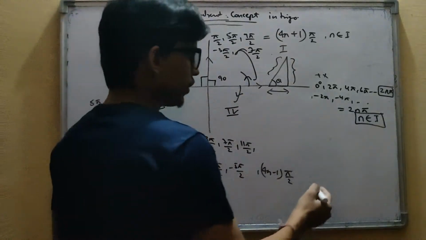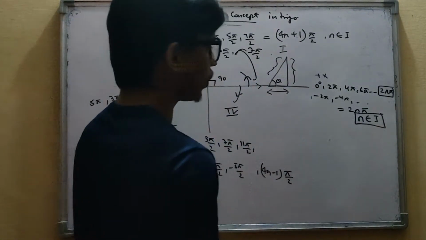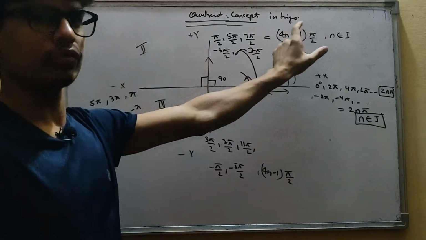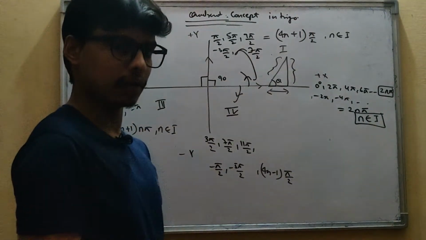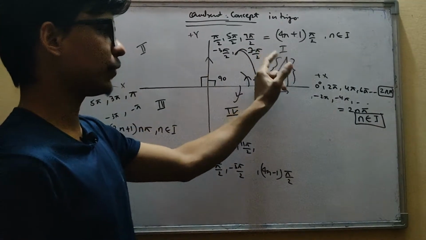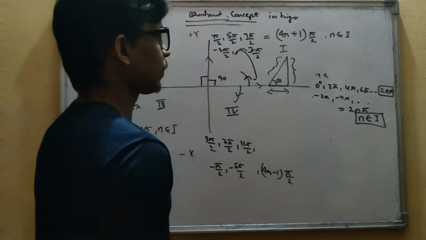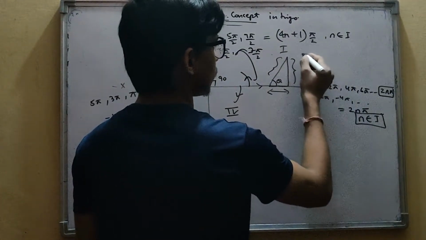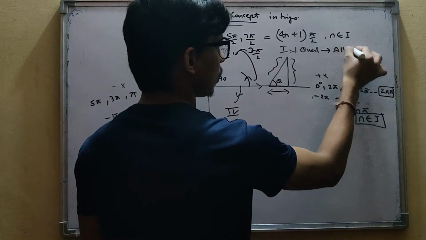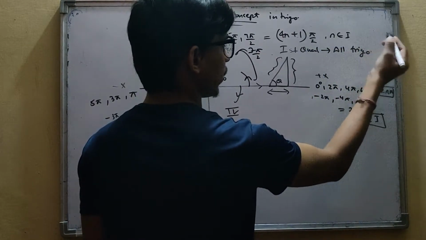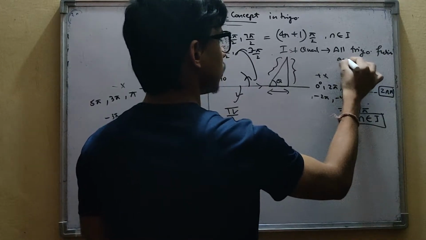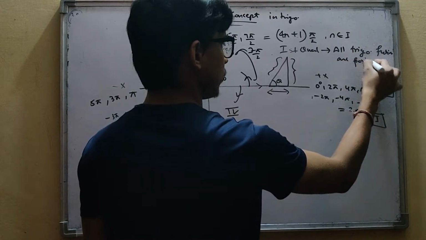So in the first quadrant, and what is the first quadrant? First quadrant is from 2n pi to (4n plus 1) pi by 2. So this is going to be the first quadrant in general. Otherwise you can just remember it like this: 0 to pi by 2. So this is the first quadrant. In the first quadrant, all trigonometric functions are positive. Remember this.